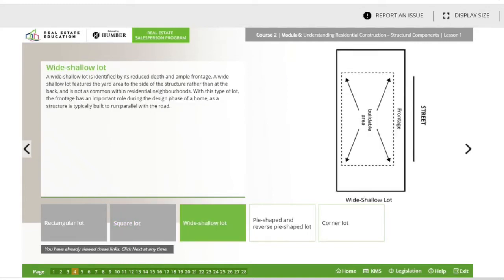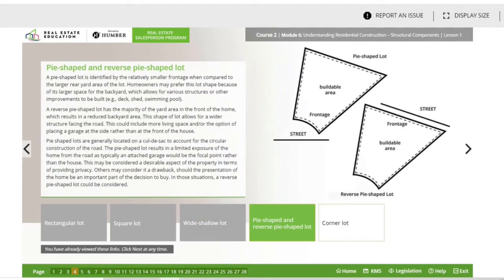A wide shallow lot is identified by its reduced depth and ample frontage. A wide shallow lot features the yard area to the side of the structure rather than at the back, and it is not as common within residential neighborhoods. A pie-shaped lot is identified by the relatively smaller frontage when compared to the larger rear yard area of the lot. However, owners may prefer this lot shape because of its larger space for the backyard, which allows for various structures and other improvements to the building.